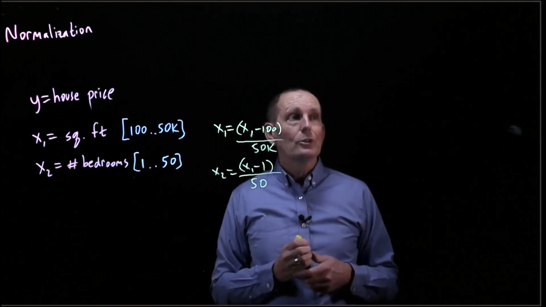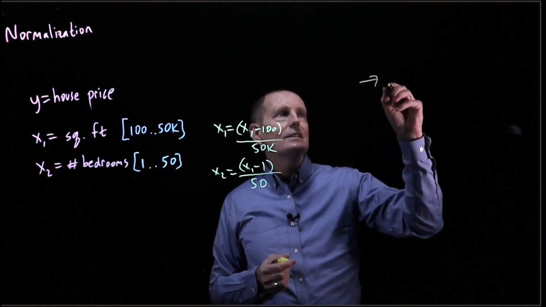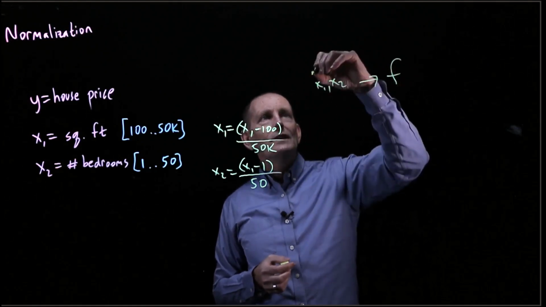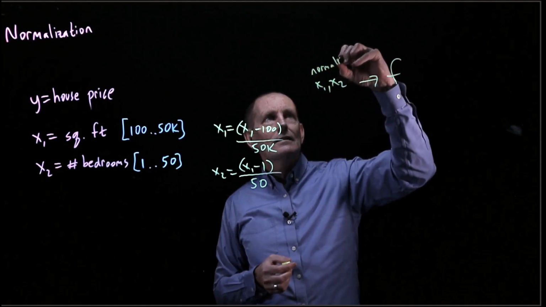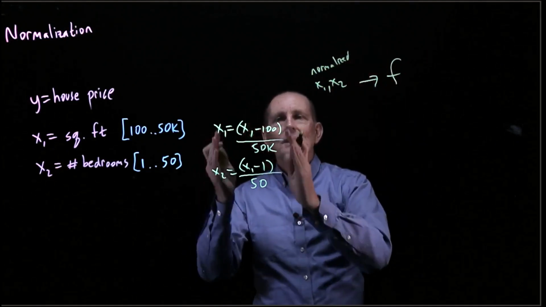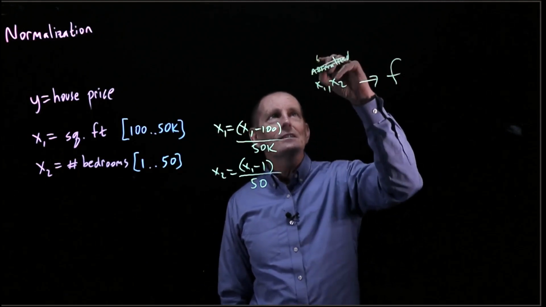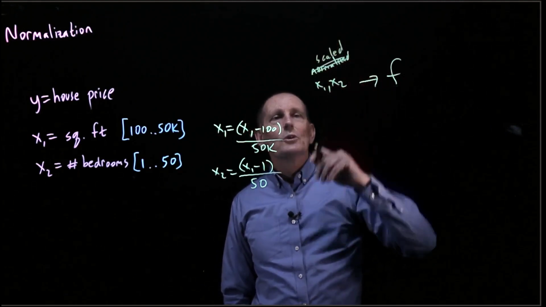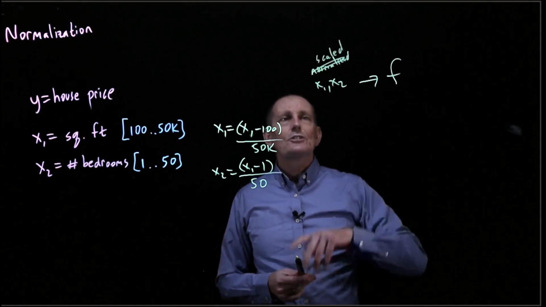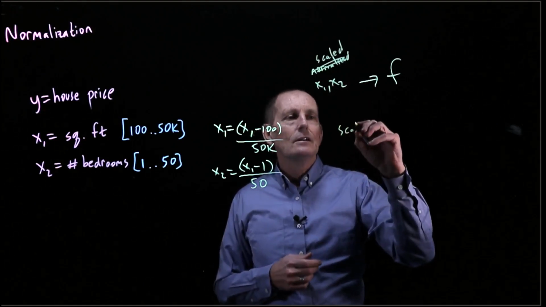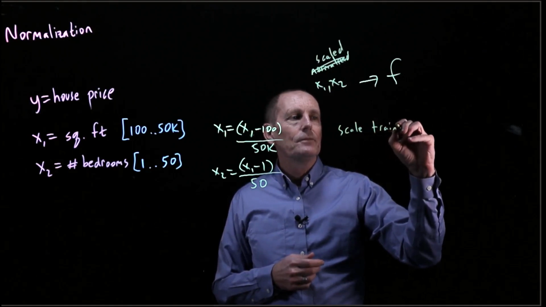We have to make sure, when we're feeding x1 and x2 into F, that we're feeding normalized values. Well, currently what we're going to call this is actually scaled. There's a little more normalization we're going to do in a moment. So this is our scaled x1 and x2. So we need to scale the training data.